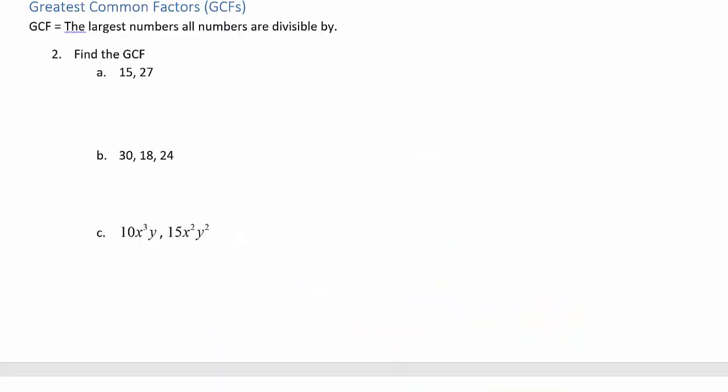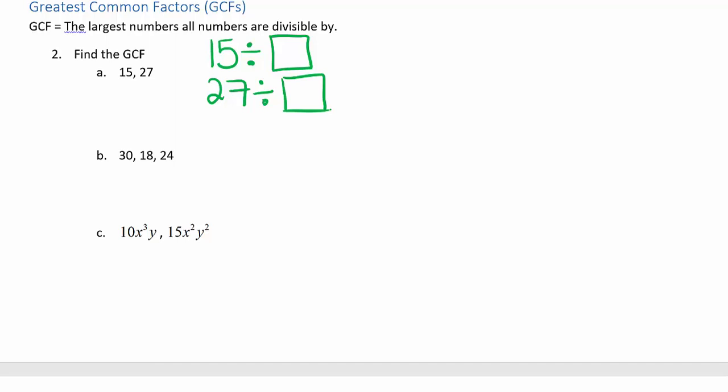We're going to switch gears a little bit for the second topic of today. We're going to be talking about greatest common factors, which is basically the largest number that all numbers are divisible by. So in other words, if I look at example 15a, I am trying to figure out, well, what number can I divide both 15 and 27 by? It's kind of like finding LCDs but backwards. We're actually looking for a smaller number. What are these numbers divisible by?